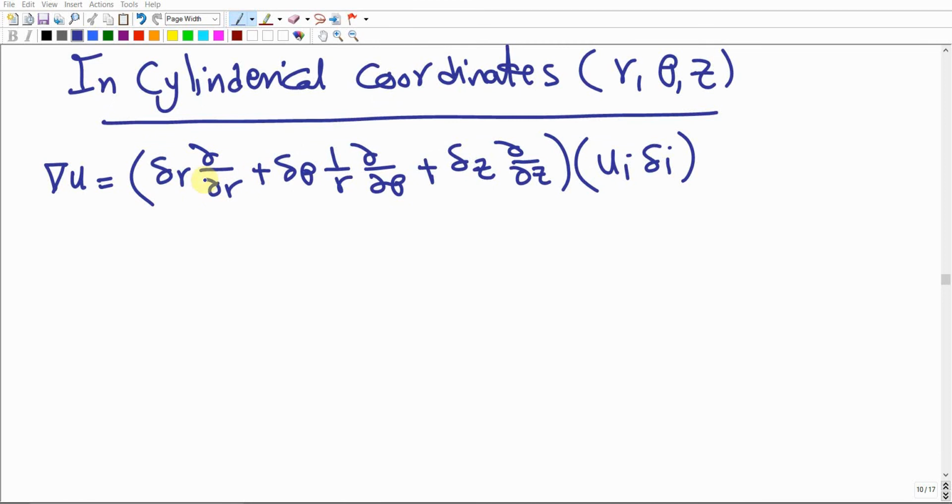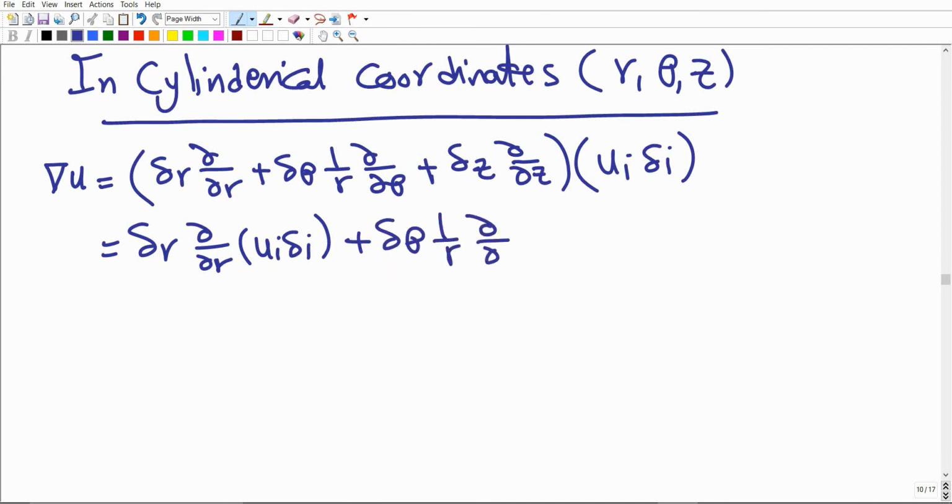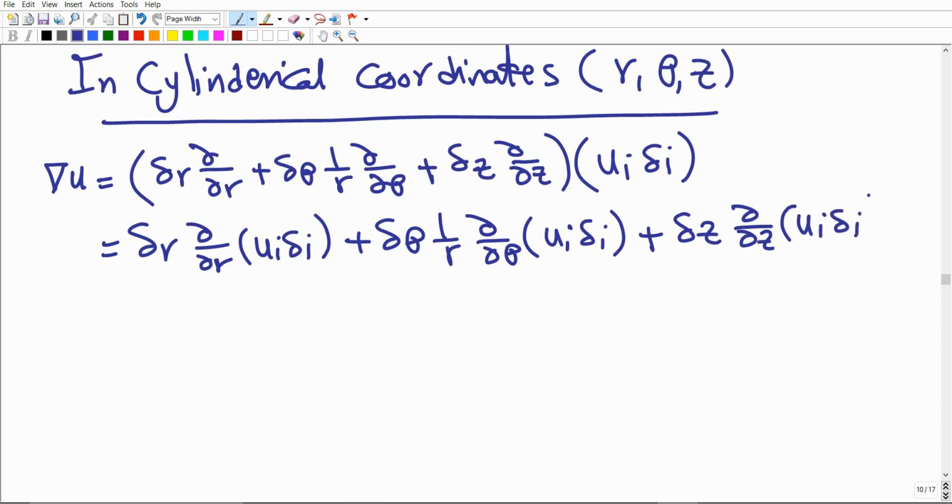Now we're going to do the multiplication of this term times all of these three terms. Starting with the first term, this is going to give us δr, then the partial by partial r of ui δi, both. This is going to be split into two terms, plus δθ (1/r) times the partial by partial θ of ui δi. The same thing for the third term, which is δz, the partial by partial z of ui δi.